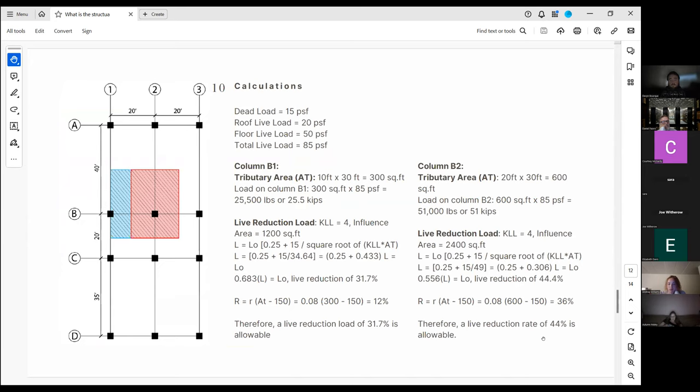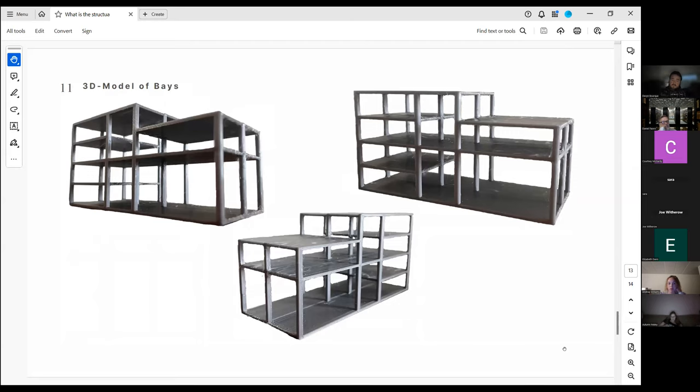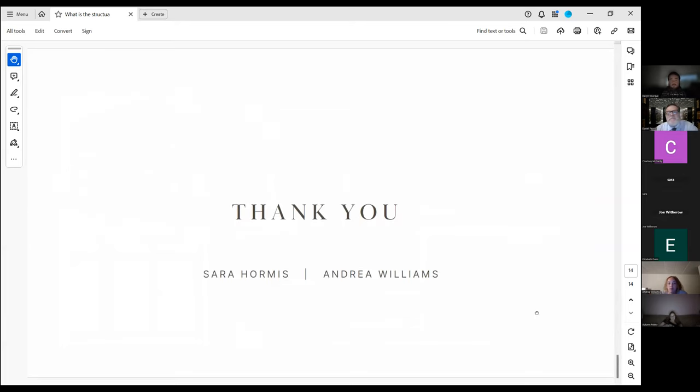And then next, we just go through the calculations. We did the tributary area for two of the columns, one interior and one exterior. And then we also have the live load reduction calculations there as well. And then next is just some images of the 3D model of the bays. And that's it.